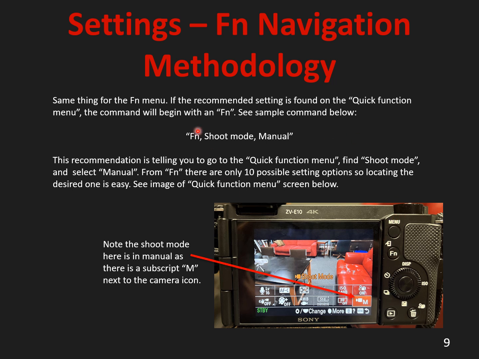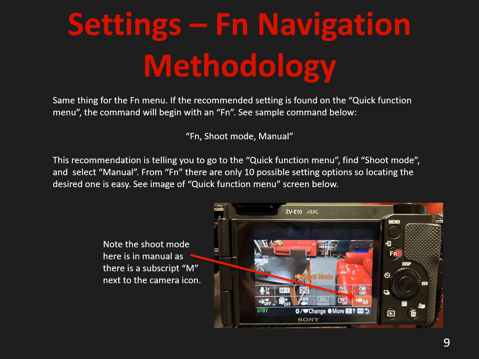So that was when you were going from the main menu. If you're going from the quick function menu, it's a little bit simpler. The quick function menu, hence quick, only has 10 settings. So when I am recommending a setting that you change from the quick function menu, I just indicate this by putting FN, and then I tell you exactly what to do. So for example, in this one, this is FN shoot mode manual.